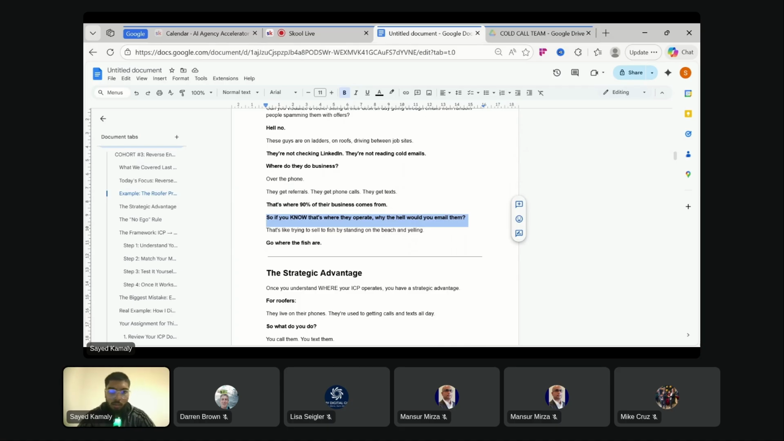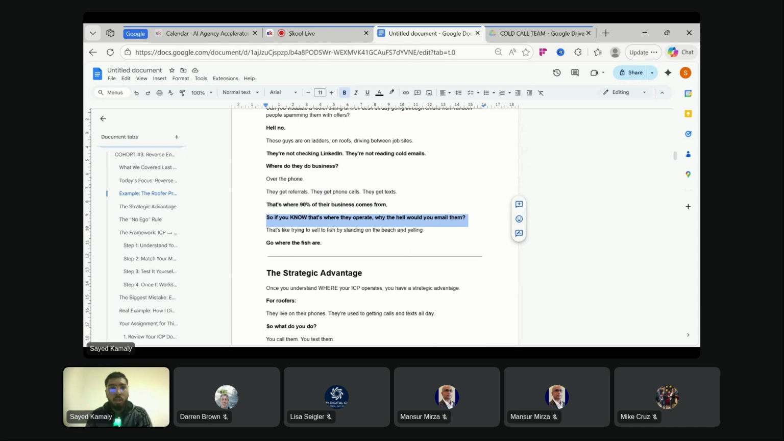Why would I not try to text them? Why would I not meet them where they are? I will meet them where they are. If I know that they are going to be spending a majority of their time literally on their phone, because that's where 90% of their business comes from, why would I not meet them there? Why would I try to meet them at a destination where they're not even going to be?